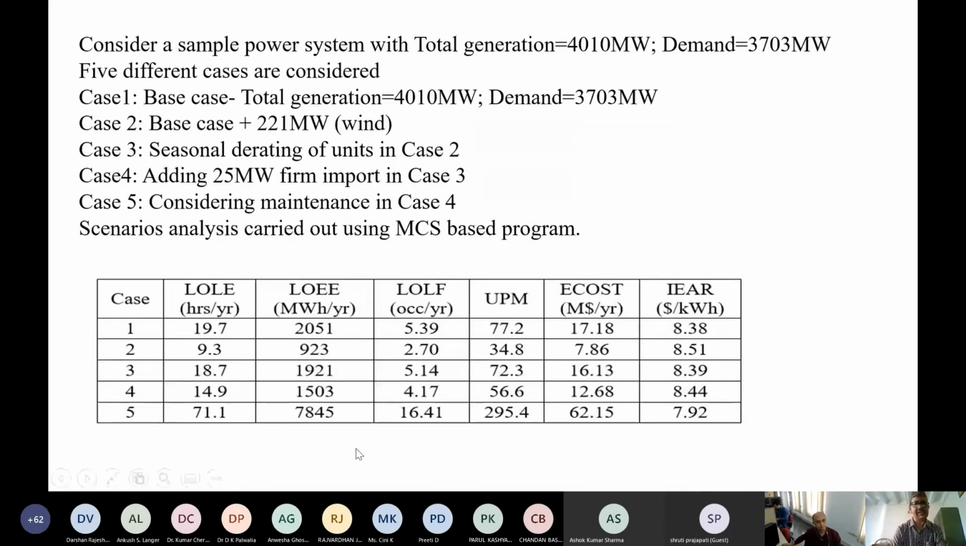So see, these different scenarios are there. For different scenarios, we have different reliability indices, loss of load expectation.